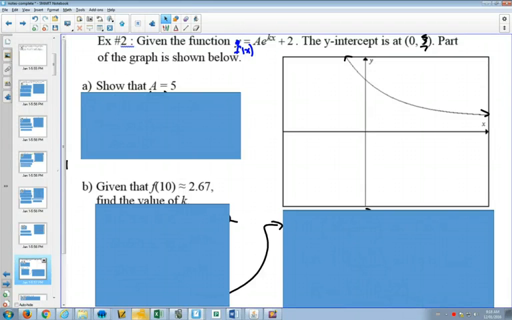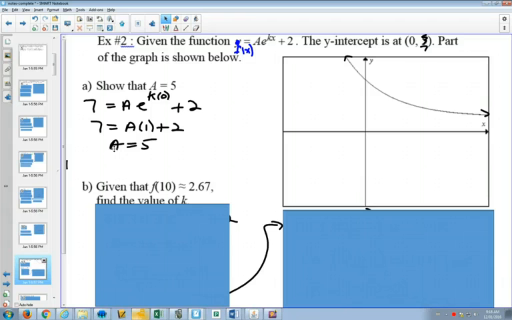First of all, to show that question, how are we going to show that? Well, we can plug in 0 for x and 7 for y, because we know that point is on our original function. Once we plug all of that in, anything to the power 0 is 1, and so that shows us that our a value has to be 5.